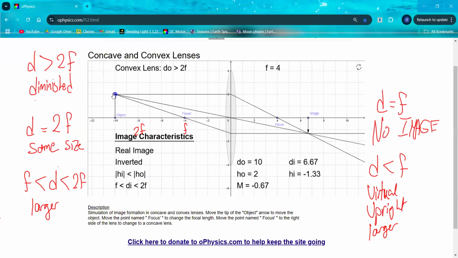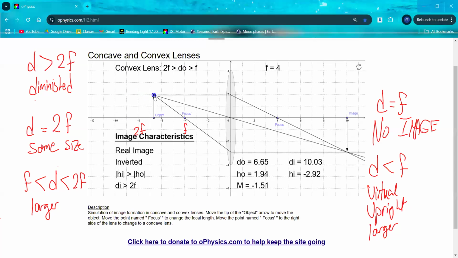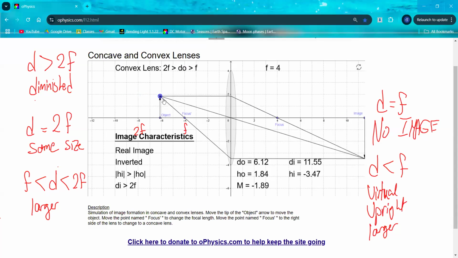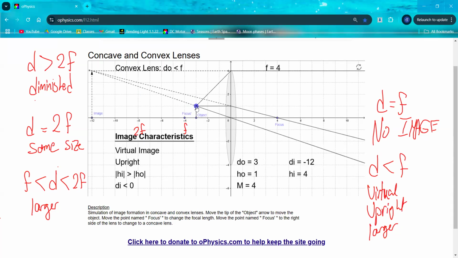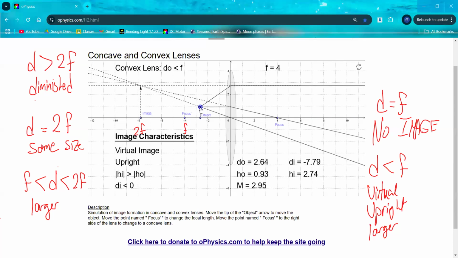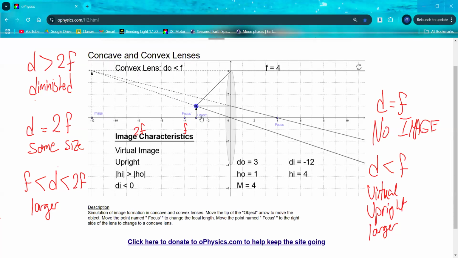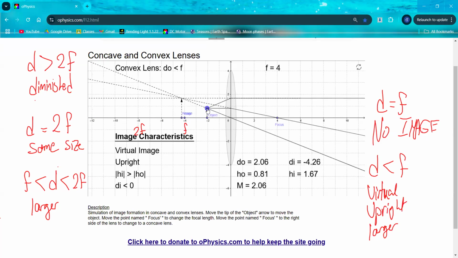As the object gets closer to the lens, the image gets larger. But when it crosses the focal point, the image is always larger after it passes the focal point. For example, if the object was at 3, it would have a huge image. If the object was at 2, we would have a much smaller image. The size of the image decreases further as it gets closer to the lens.